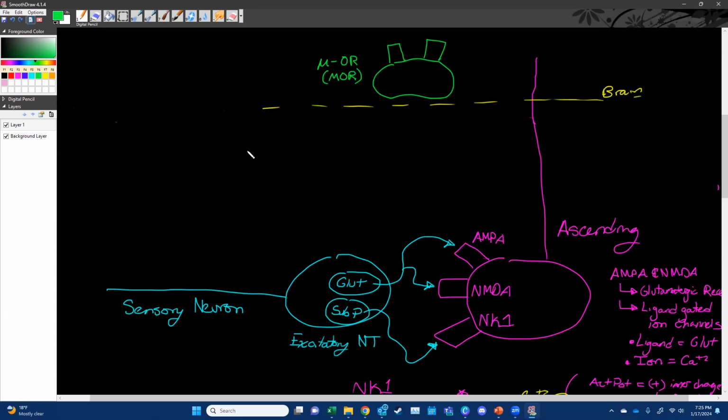The mu opioid receptors will modulate the incoming signal. And they do this by releasing a couple of different chemicals. The first is norepinephrine, and the other is serotonin.